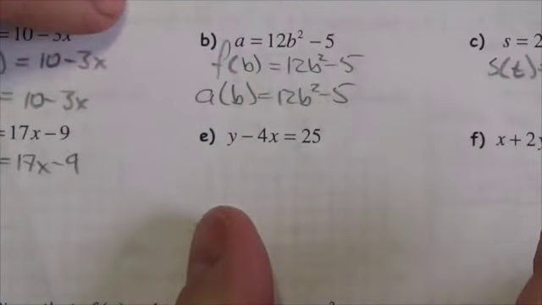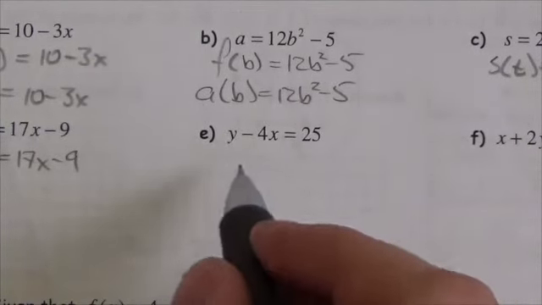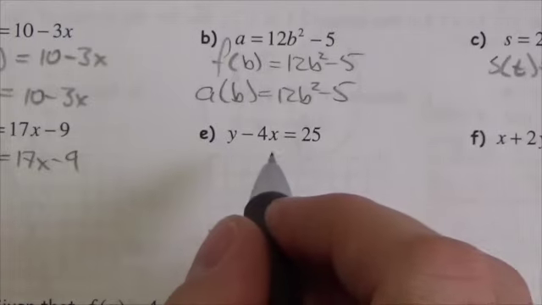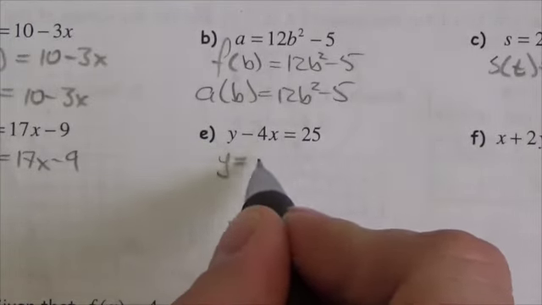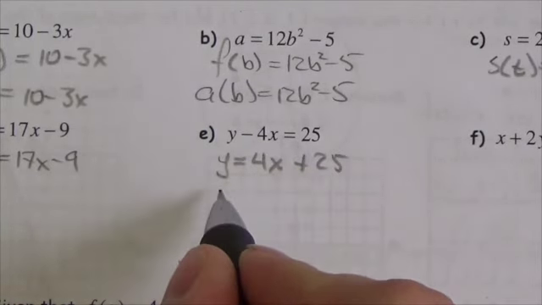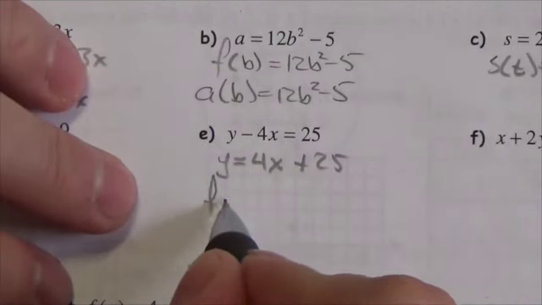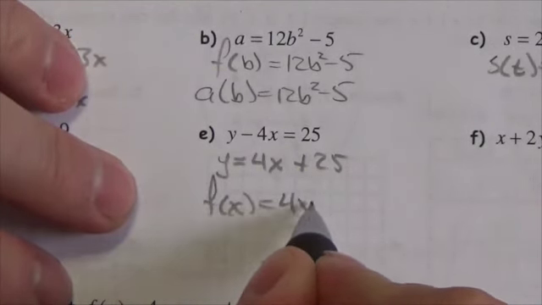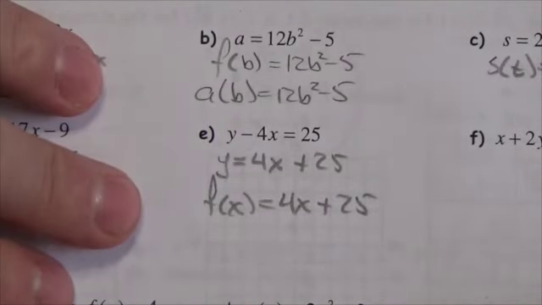Now, the purpose of these next two is to push us to do something first before we start writing this in function notation. I've got to get y by itself first. So I'm going to add 4x to both sides. So this will become y is equal to 4x plus 25. And now maybe I use function notation. And maybe when it's y, I go back to f of x. It doesn't really matter. I could make that y of x if I want, but there you go.